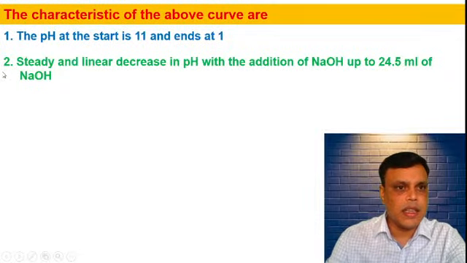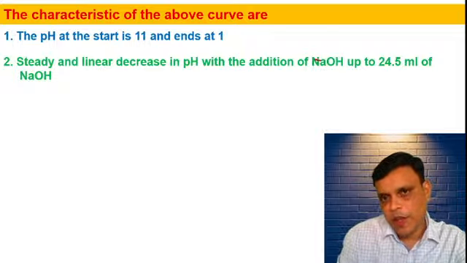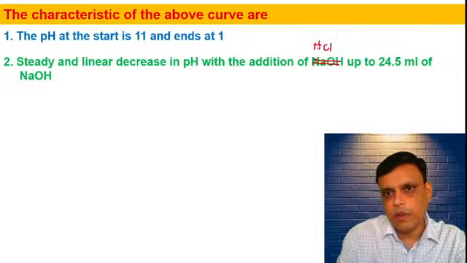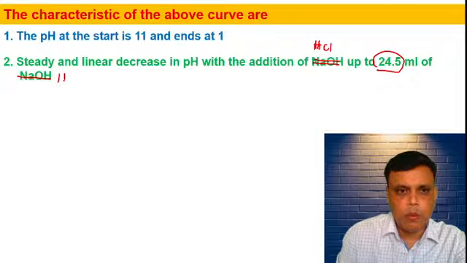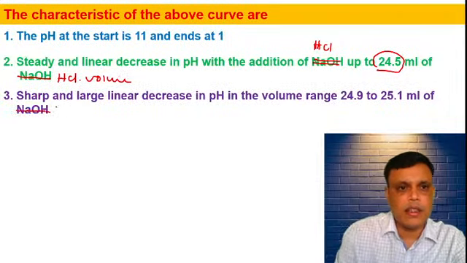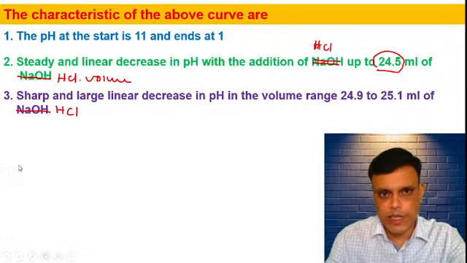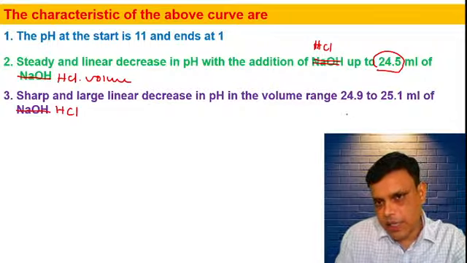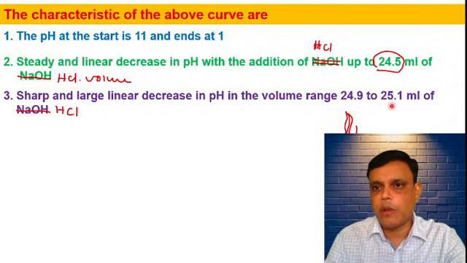Second point, there is a steady linear decrease in pH with the addition of HCl, up to 24.5 ml HCl volume. Then the next characteristic: there is a sharp and large linear decrease in the pH in the volume range 24.9 to 25.1 ml of HCl. So this decrease takes place now, from 24.9 to 25.1 ml.